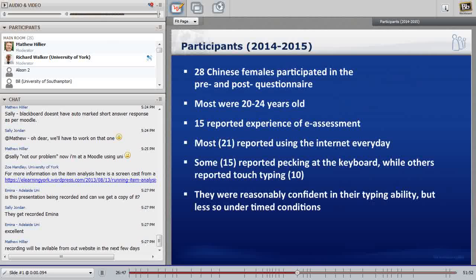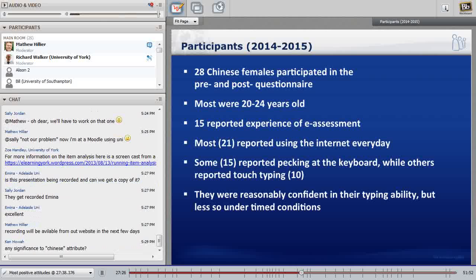In terms of the predictors of engagement, what we found was that while half of them had reported experience of computer-based exams, for most of them this experience was limited. They also mostly use the internet every day, but thinking about the novel aspect of our study, the use of these longer open response questions, what we found was that students were very much split with respect to their proficiency in keyboarding, with half of them reporting pecking at the keyboard, so using one or two fingers, and a third of them reporting touch typing.